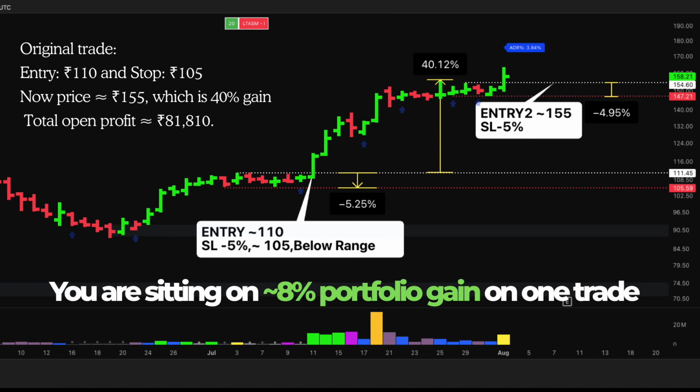When you entered over here at around 110 rupees with a 5% stop loss, the next day the stock moved up immediately and gave you around 40% return. The stock was moving up, and with around 20% of your portfolio you are riding this trend. At the highest point you had approximately a profit of 81,800, which is an 8% gain on your overall portfolio, based on your initial size.